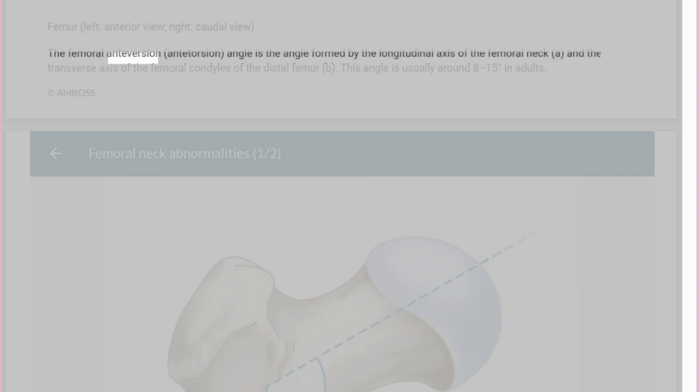The femoral anteversion, or antetorsion, angle is the angle formed by the longitudinal axis of the femoral neck, A, and the transverse axis of the femoral condyles of the distal femur, B. This angle is usually around 15 degrees in adults.